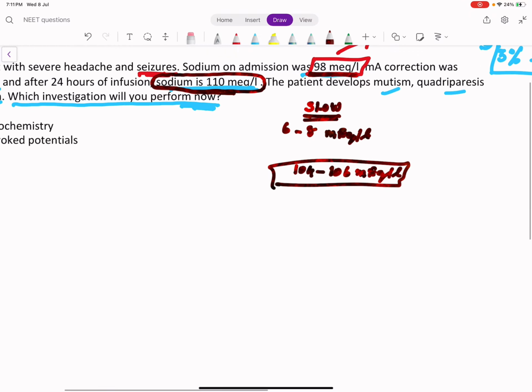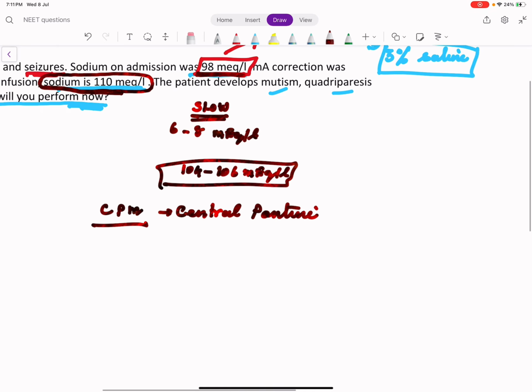So remember, in chronic hyponatremia, to maintain osmolality, the brain cells would have adapted by generating multiple anions within them. So when the sodium is corrected rapidly, it leads to brain edema and pontine myelinolysis. So this is a very important clinical scenario in NEET. Central pontine myelinolysis.